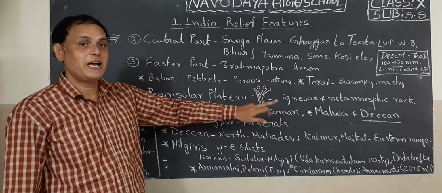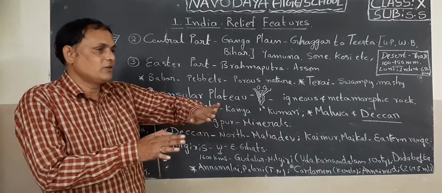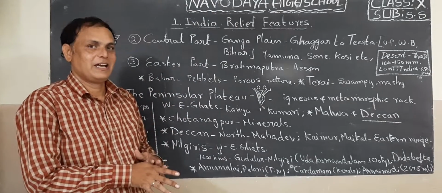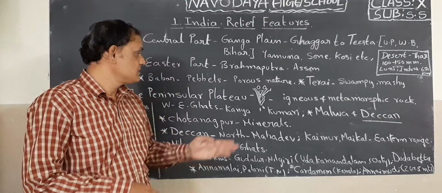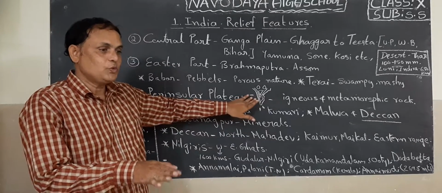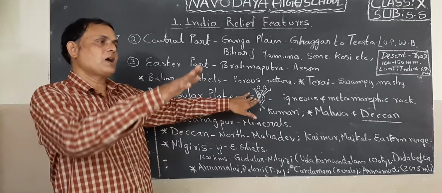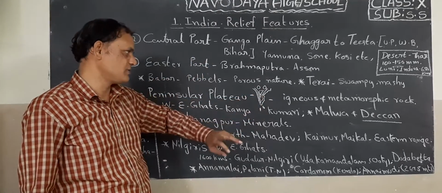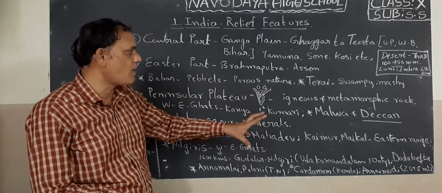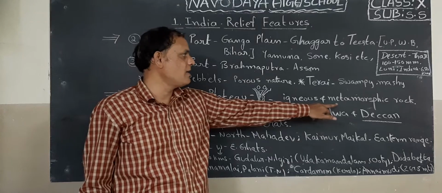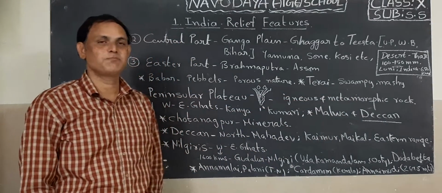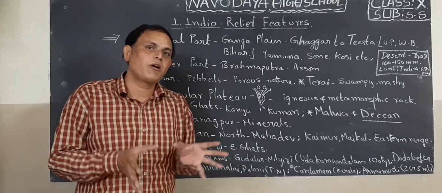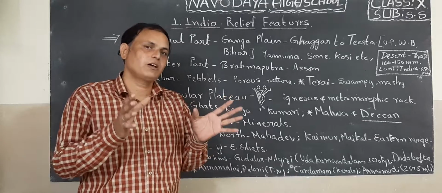Plateau means it is not of great height like mountains. Compared with the plains, it has some height, children. That is called a plateau. These plateaus are formed of igneous and metamorphic rocks. This is important, children. How are these plateaus formed? Igneous and metamorphic rocks, children.